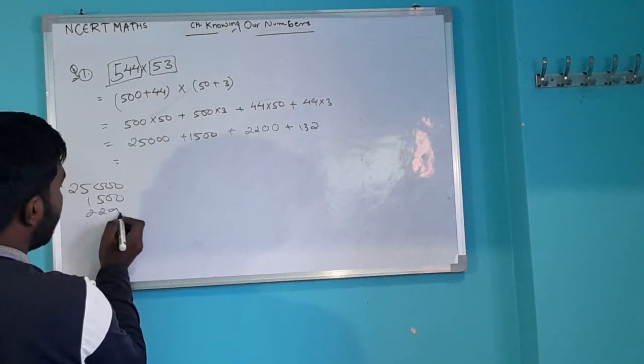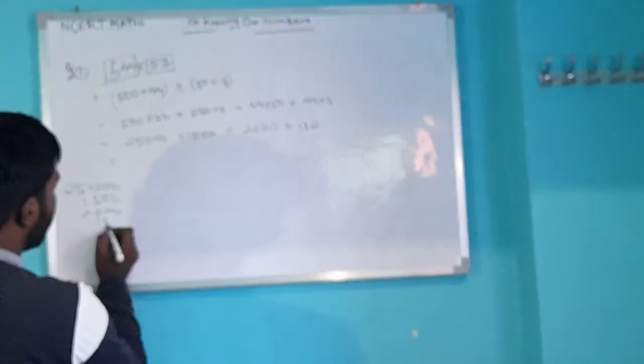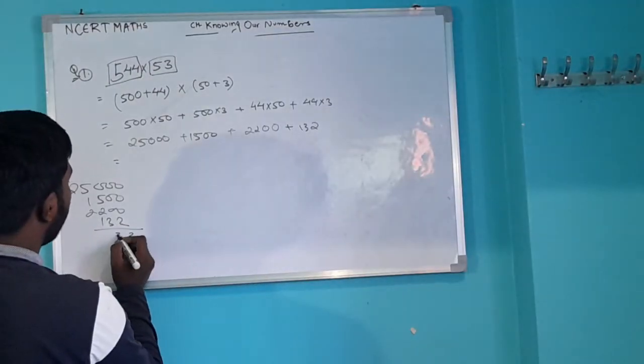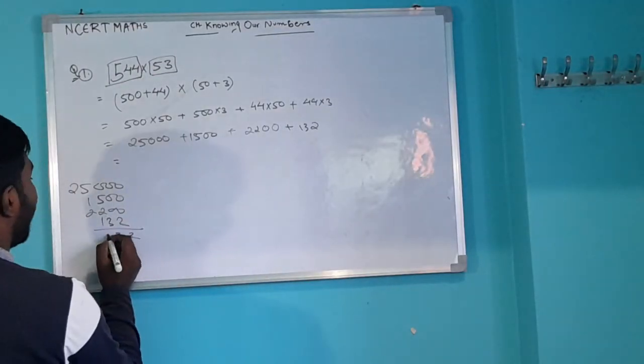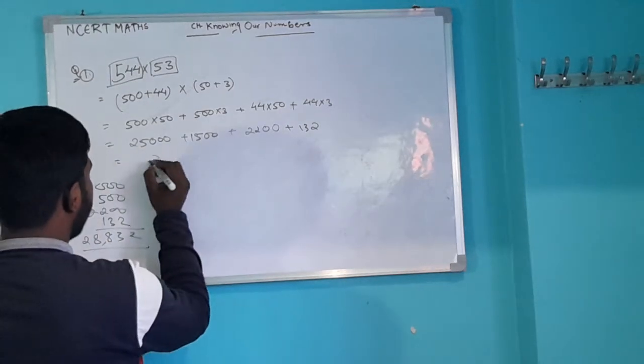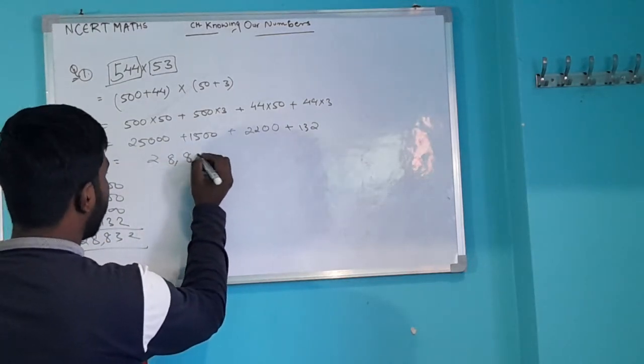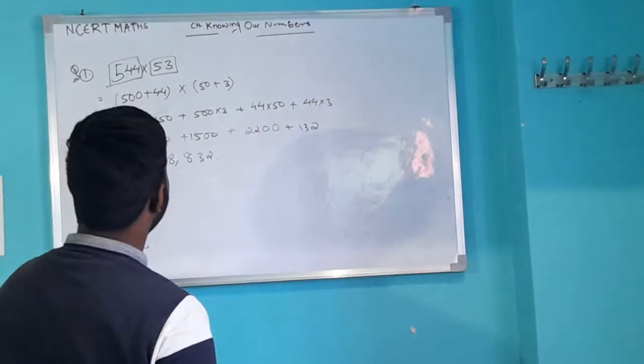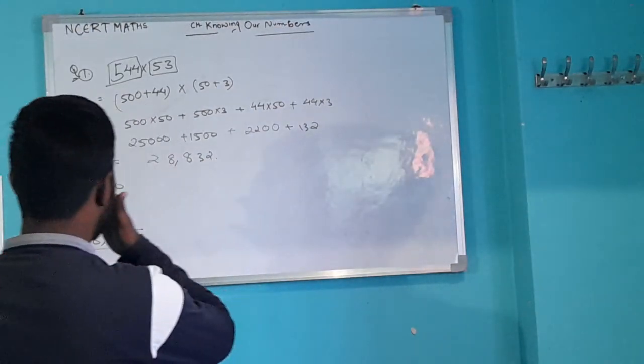Whenever we face a problem, always add in this form, to make it easier. Through which we get 28,832. Again, I explain this question to you.